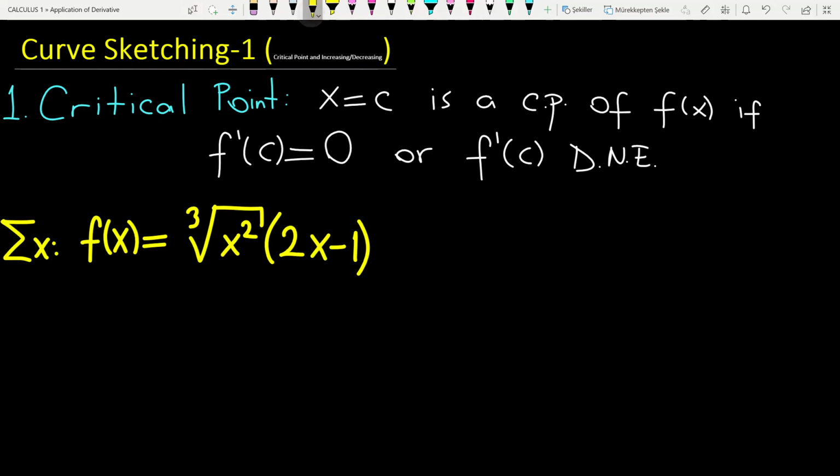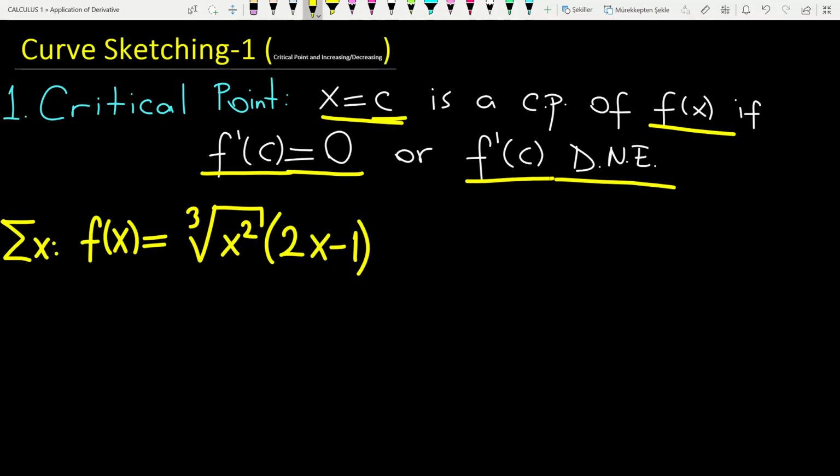So the first concept related to these techniques is the critical point. We say that x equals c is a critical point of a function, let's say f of x, if f of c exists and if either of the following is true: f prime of c is equal to 0, or f prime of c does not exist. Okay, so if the derivative of a function at a point is equal to 0 or does not exist, we say that this point may be a critical point.